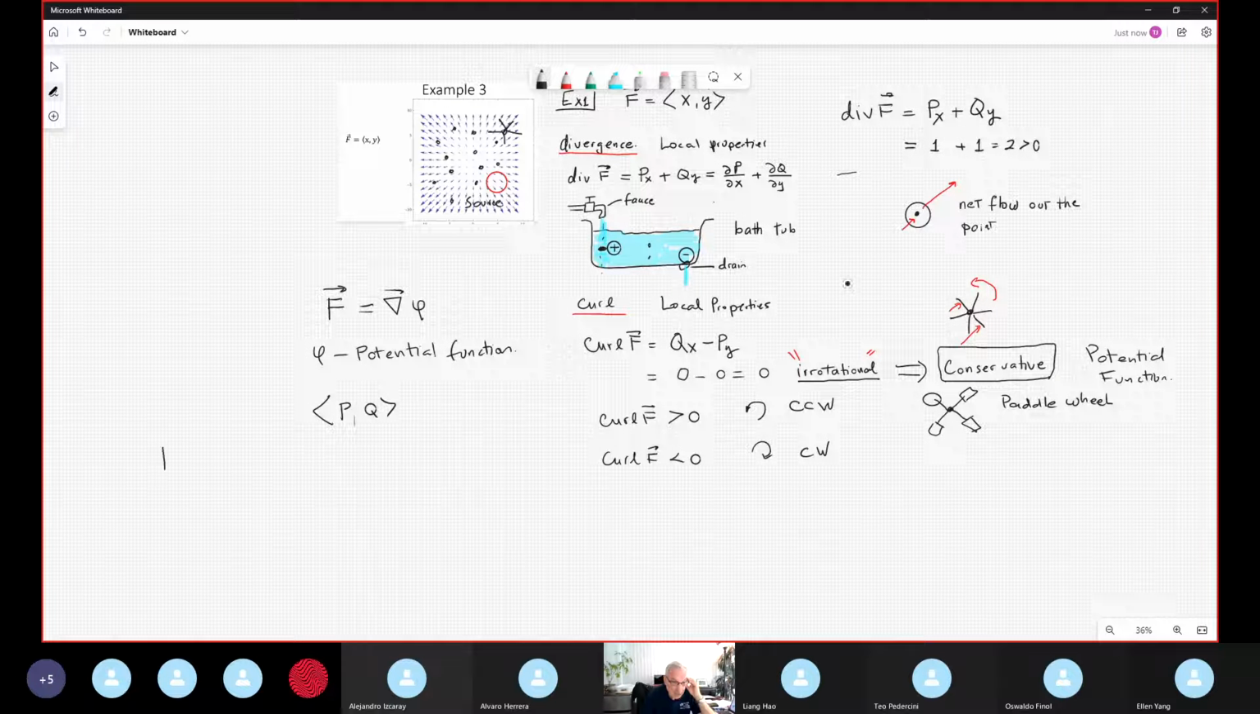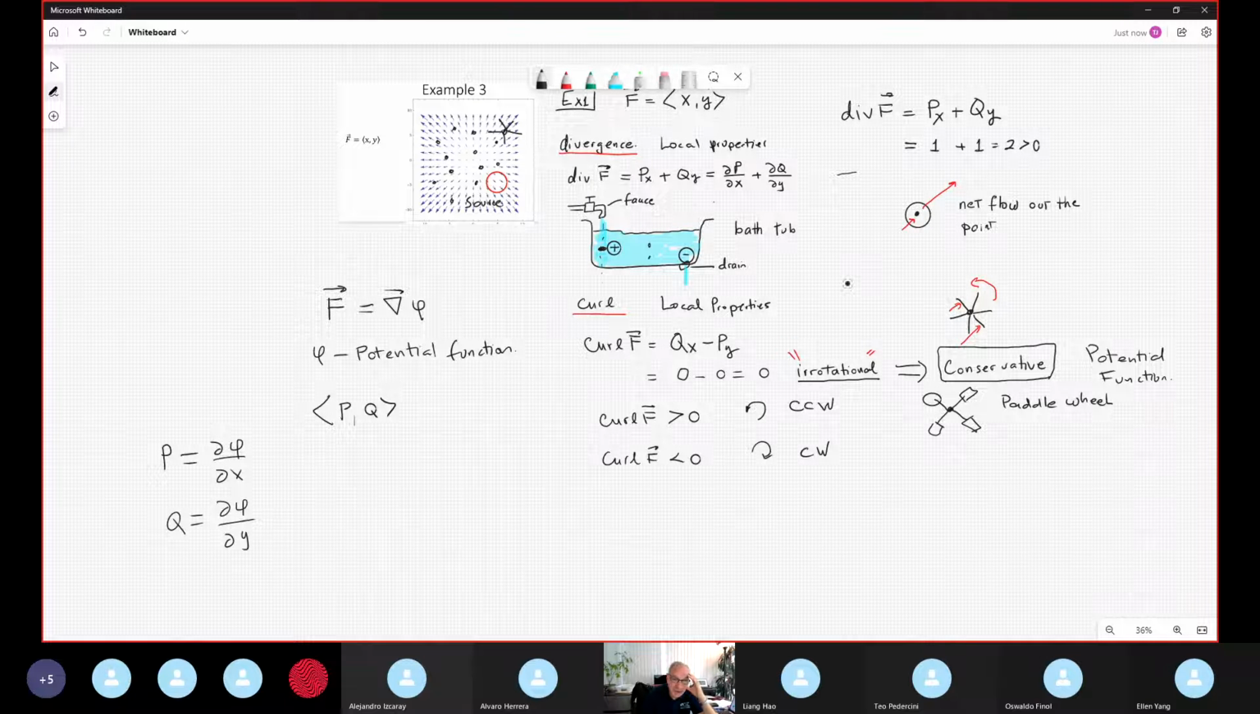P comes from the partial derivative of phi with respect to x. And likewise, Q comes from the partial derivative of phi with respect to y. And who is phi? Phi is the potential function. Okay? So now, if I want to get the potential function, you apply integration in both components. Anti-gradient is a technical name for this.